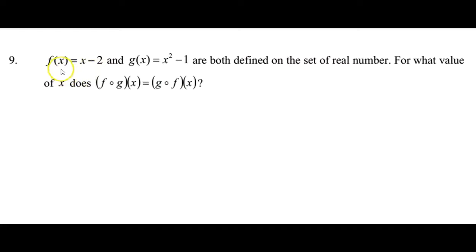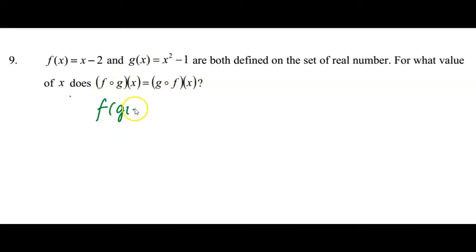For the next example, we are given f(x) equals x minus 2 and g(x) as x squared minus 1, both defined on the set of real numbers. For what value of x does f(g(x)) equal g(f(x))? Meaning that now we need to solve this equation in order to get the value of x.